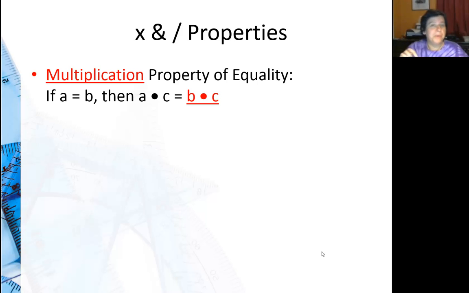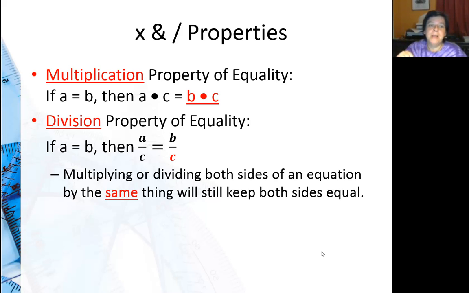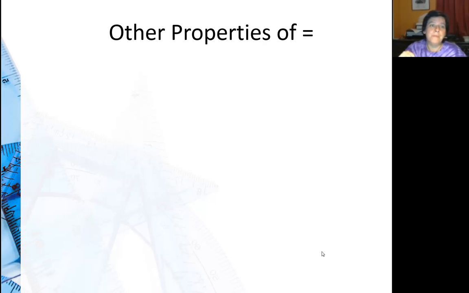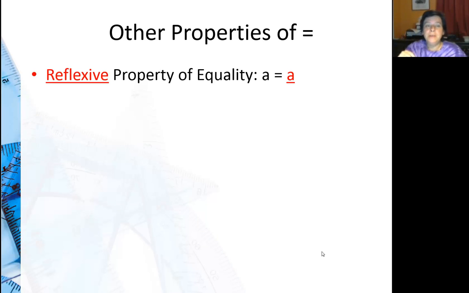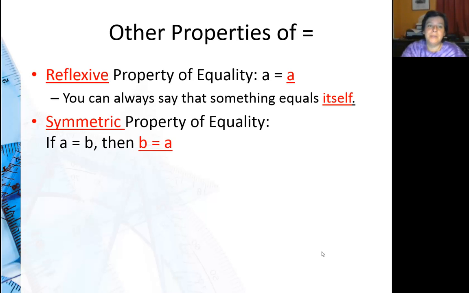If I double, then triple, that's a different thing altogether. Same thing for division. If I divide both sides by the same number, the equation is still valid. So multiplying or dividing both sides of an equation by the same thing will still keep both sides equal. The reflexive property of equality says something equals itself. A is A. A will never not be equal to A. So you can always say something equals itself.